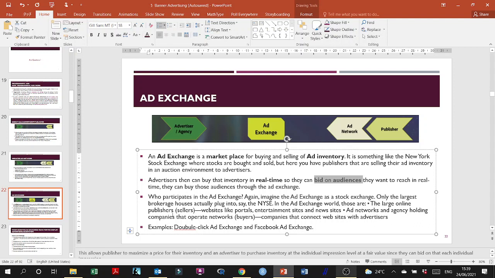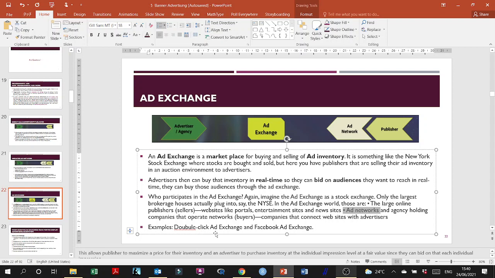So the large online publishers or sellers, websites like portals, entertainment sites, and news sites, ad networks, and agencies, of course the ad agencies, ad networks like AdSense, holding companies that operate networks like buyers. Those all are companies that connect websites with advertisers. But unfortunately, you as a small entity, as a blogger or a vlogger, you can't work with the ad exchange directly. So what are some of the examples of an ad exchange?